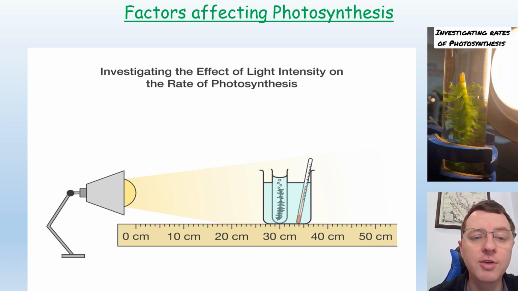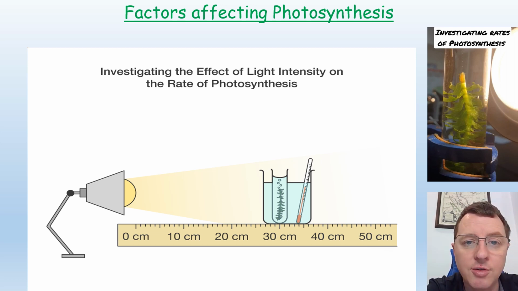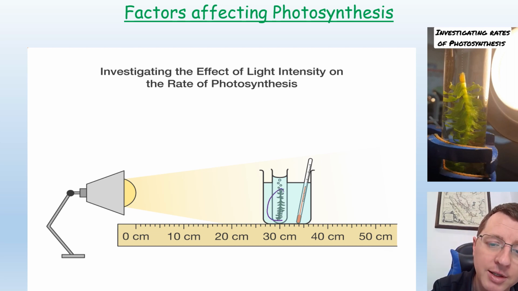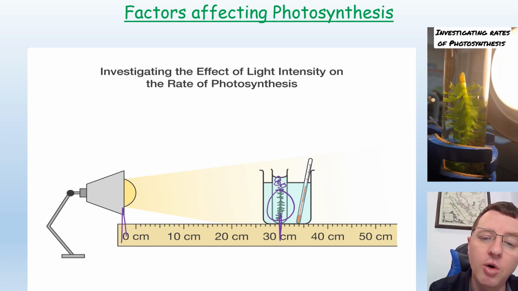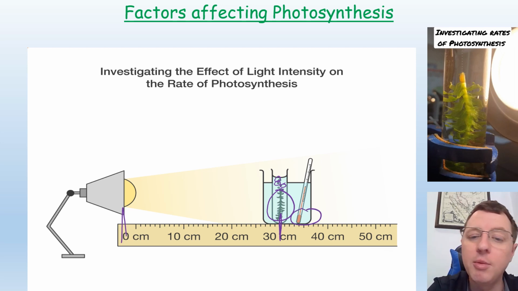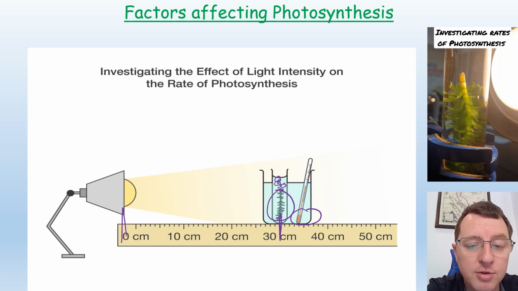So let's have a little consideration of this investigation you can see below. This is a classic investigation you should have done in your classroom, whereby you can set up the equipment that we can see, and we have our pondweed again here producing bubbles of oxygen, and we can set the distance of that pondweed, in this case at 30 centimeters away from the light source, a lamp. We can also have a thermometer in there so we can control the temperature.